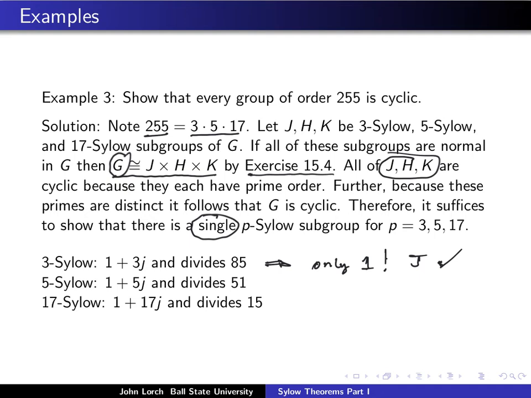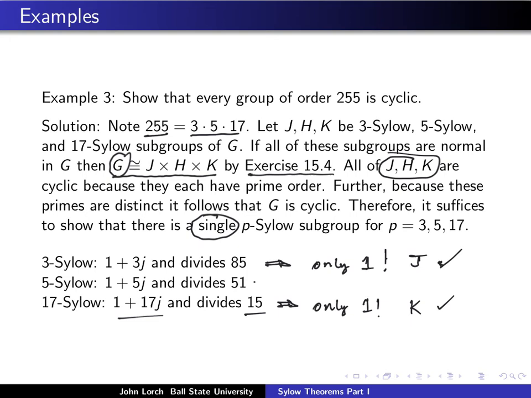For 17-Sylow subgroups, it's the same sort of thing. We look at the third Sylow theorem. It gives us these conditions on the number of 17-Sylow subgroups. And again, we can analyze this and we can find that there's only one. So for K, we're in good shape.